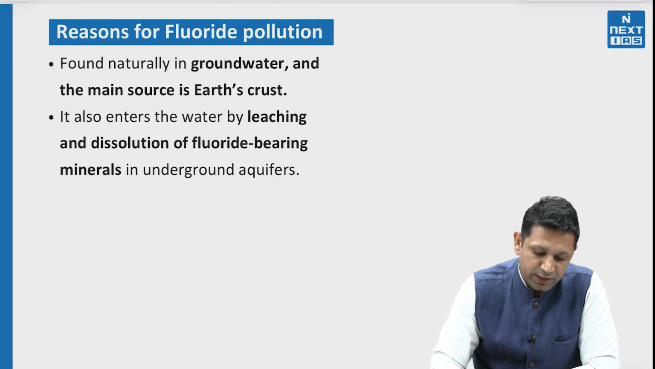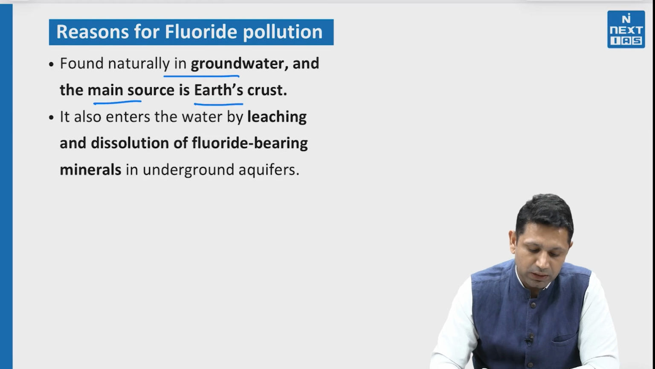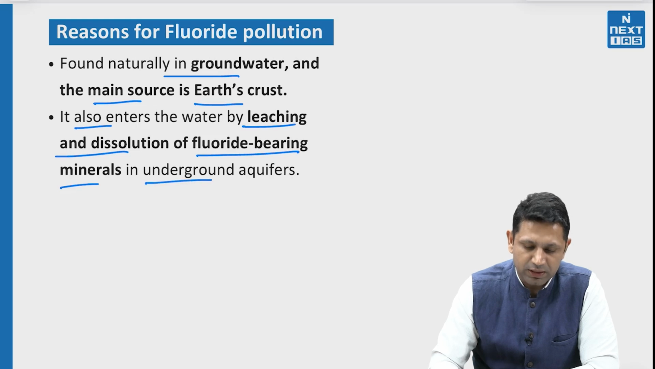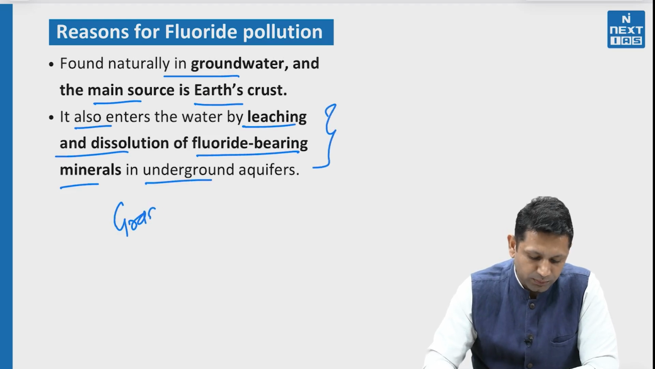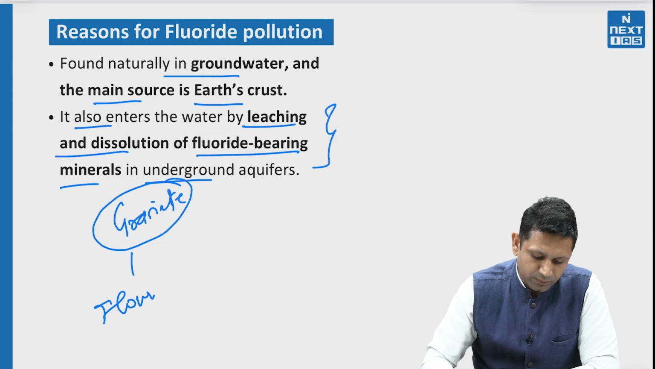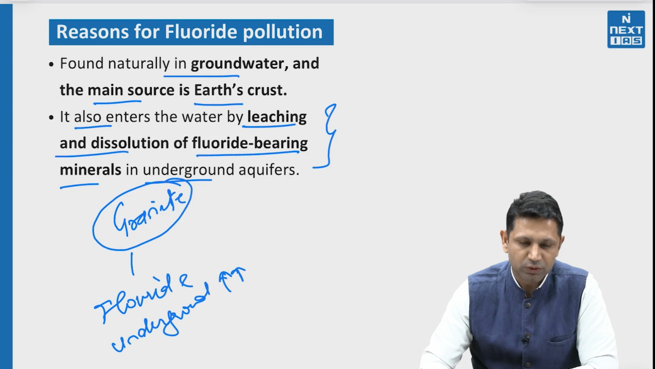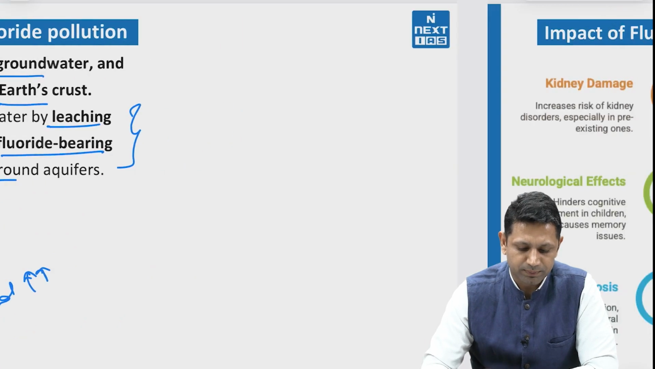It actually is found naturally in the groundwater, and the main source is the earth crust. It also enters water by leaching and dissolution of fluoride-bearing minerals in the underground aquifers. For example, in the Sonbhadra region, granite stone is found, and due to leaching from this granite stone, the fluoride content in the underground water has increased. So that is the reason for fluoride pollution.